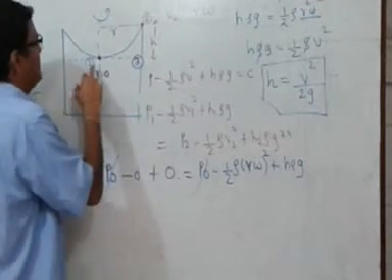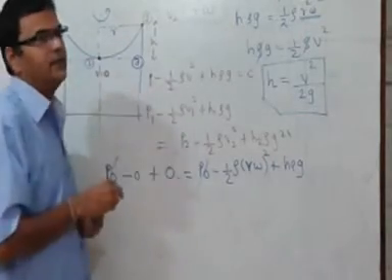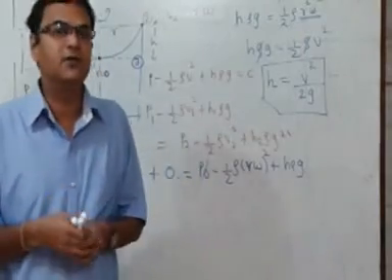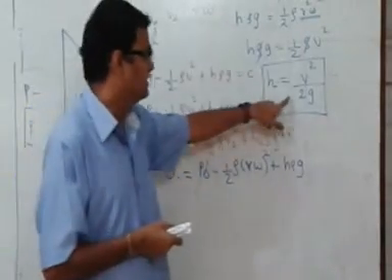We can simply apply the Bernoulli's equation between 1 and 2, and let me remind you, it is not exactly a Bernoulli's equation. It is a modified Bernoulli's equation with a negative sign, that gives us this formula.